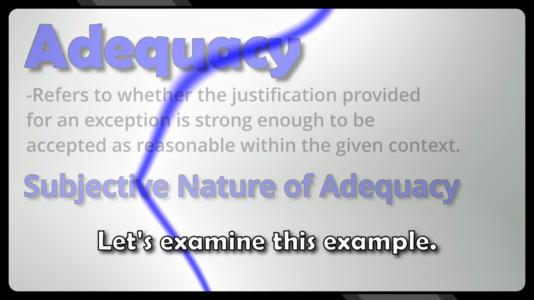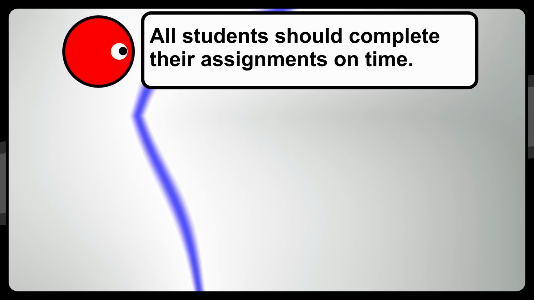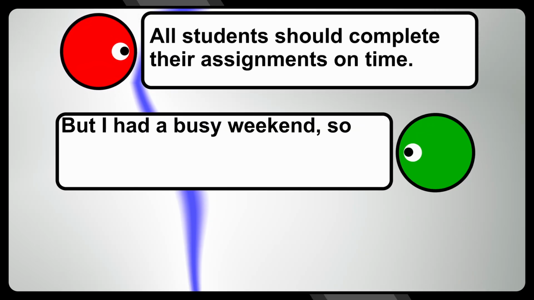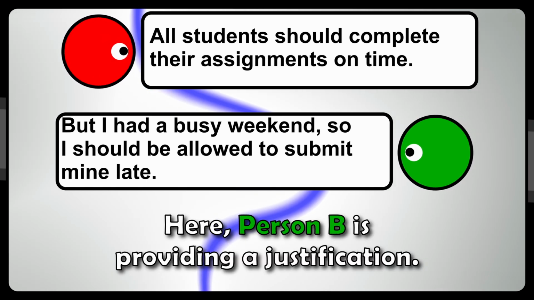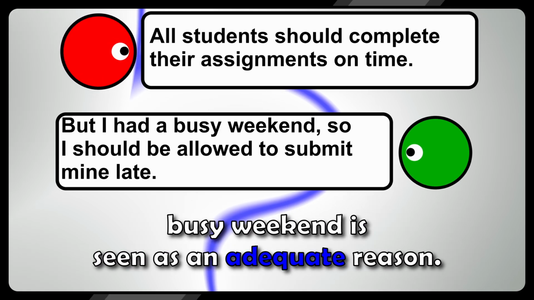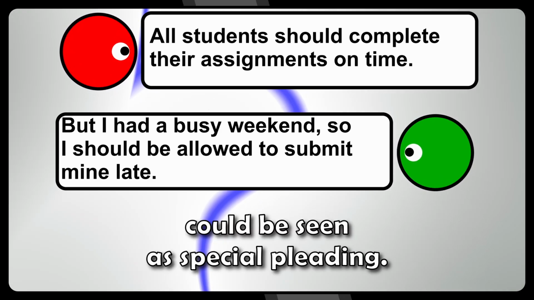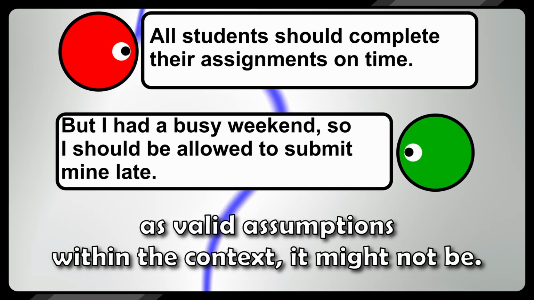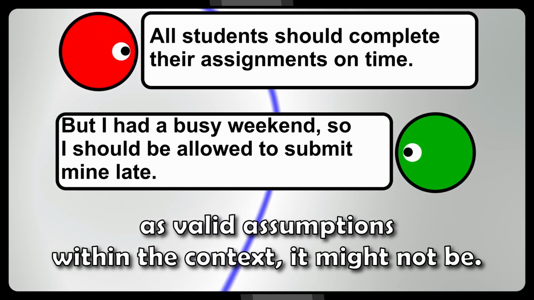Let's examine this example. Person A argues, "All students should complete their assignments on time." But Person B responds with, "But I had a busy weekend, so I should be allowed to submit mine late." Here, Person B is providing a justification. Whether this is special pleading depends on whether the busy weekend is seen as an adequate reason. If not, Person B's argument could be seen as special pleading. However, if such circumstances are accepted as valid exceptions within the context, it might not be.